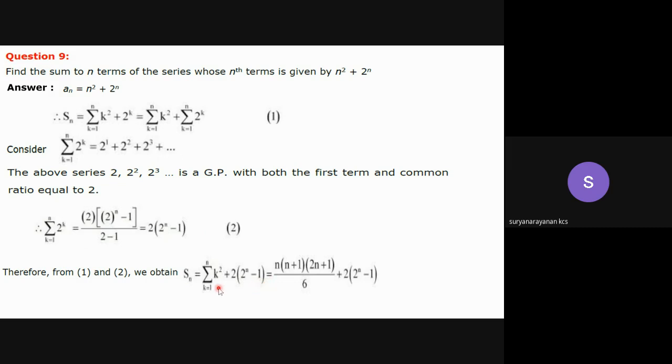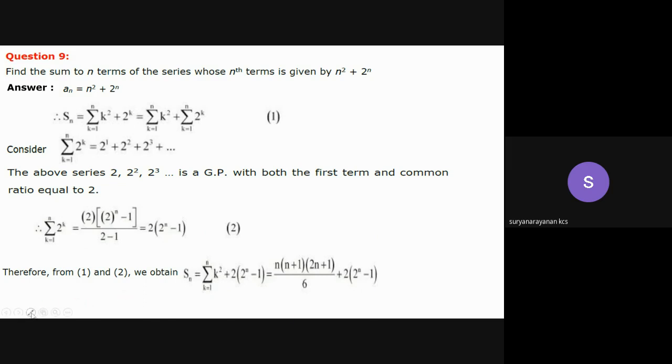That is equal to, if you observe the first term, it is nothing but the sum of the squares of the first n natural numbers. What is the formula? What is the value of sigma k equal to 1 to n of k square? Yes, n into n plus 1 into 2n plus 1 by 6. Plus, we write the second term as it is. Here, it is not possible to write the sum to n terms of this given series as a single term because there is no common factor. That is why this is the required sum to n terms of the given series.